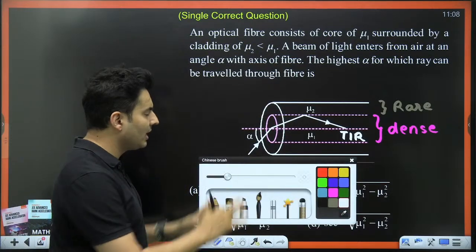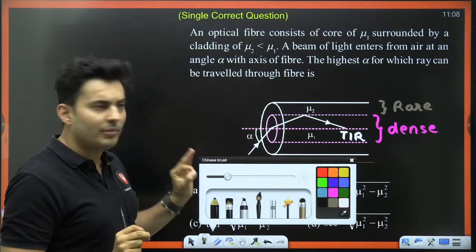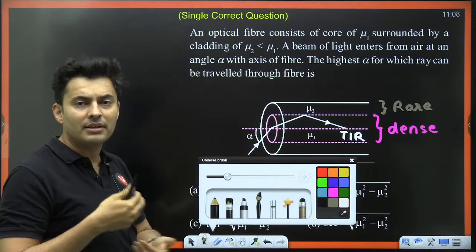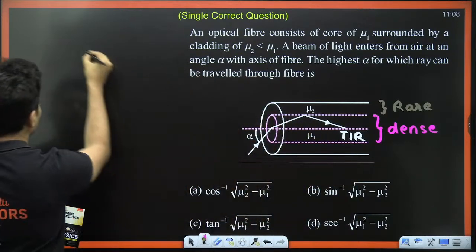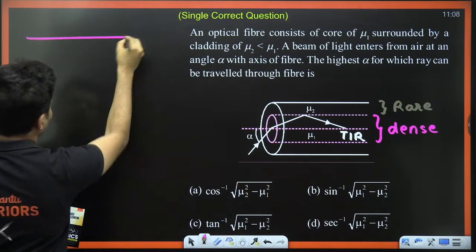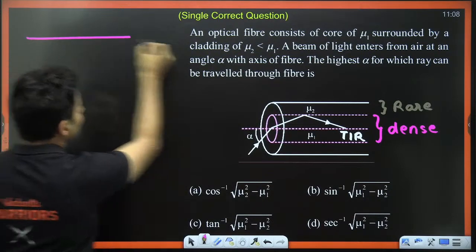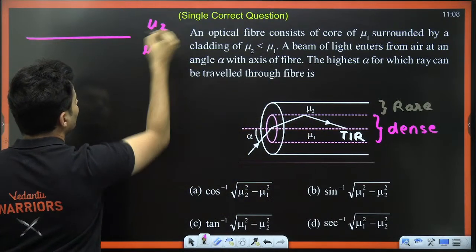Straight away question, guys. Just use geometry, draw the diagram properly, mark the angles. You will see many things will start falling into place. So here is what I will see. First of all, I'll just draw a little bit bigger diagram. This is that interface between μ1 and μ2. This is μ1. This is nothing but μ2.